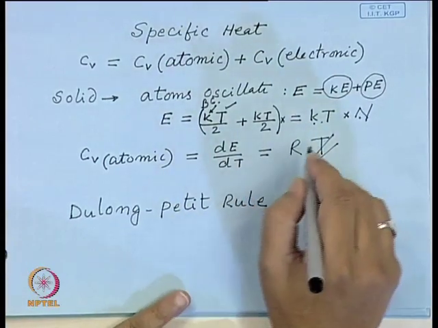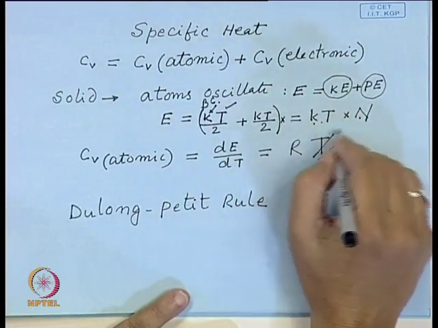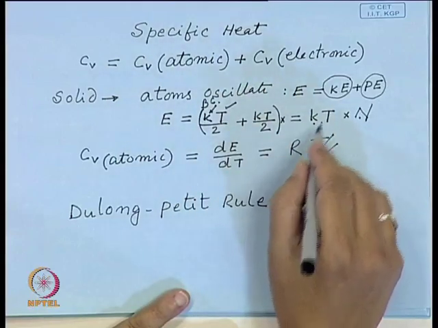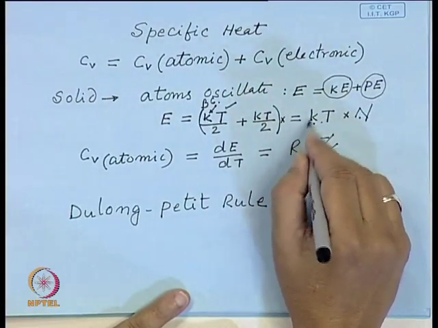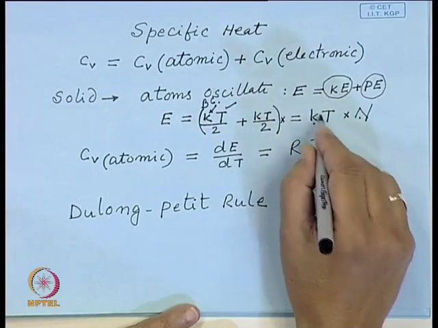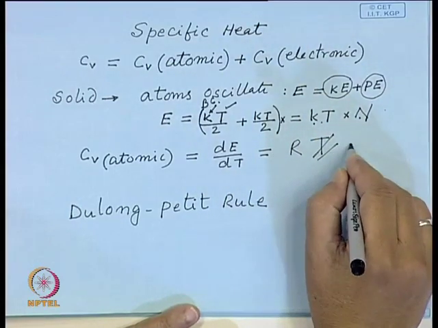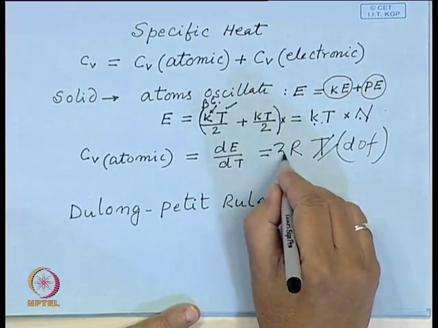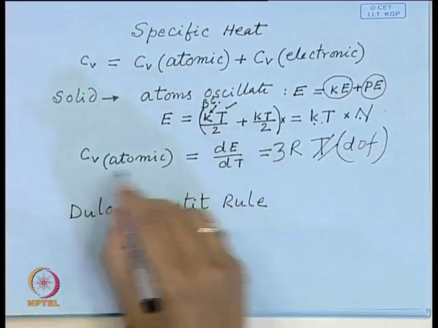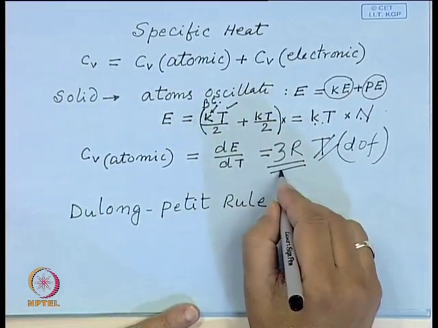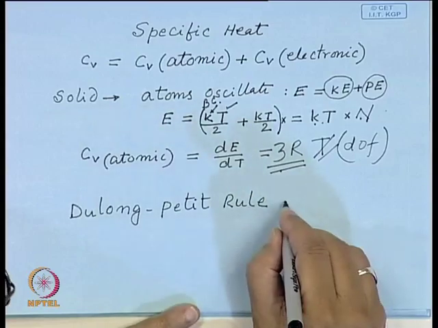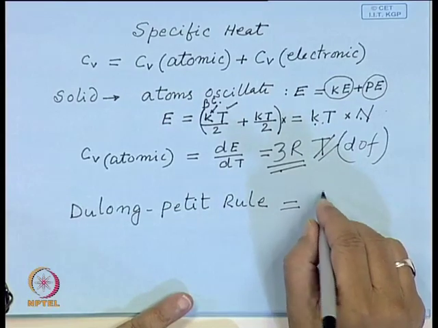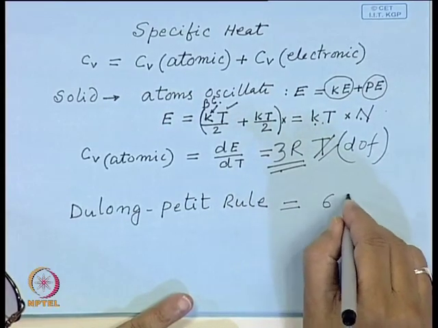Now, the point is, these atoms can oscillate in 3 directions. So, it has 3 degrees of freedom. Therefore, this is to be multiplied by the degree of freedom, which is 3. In that case, the atomic specific heat comes as 3R, and we know very well that most metals have a specific heat around 6 calories.